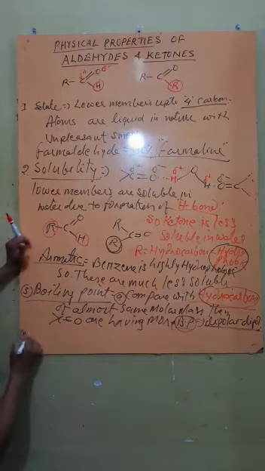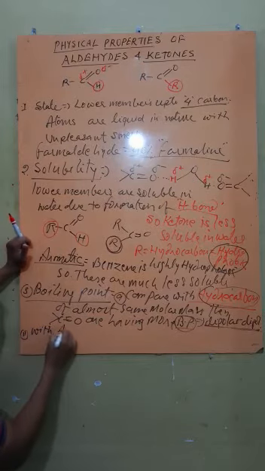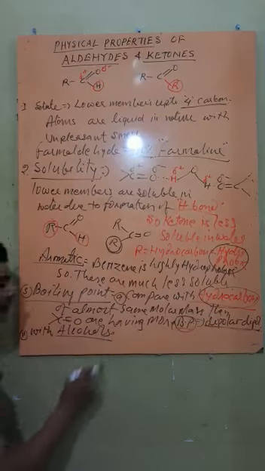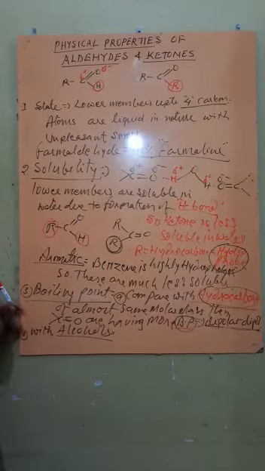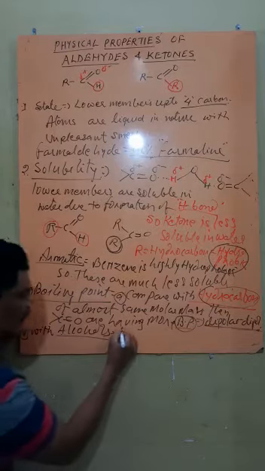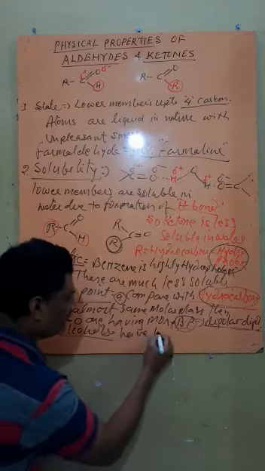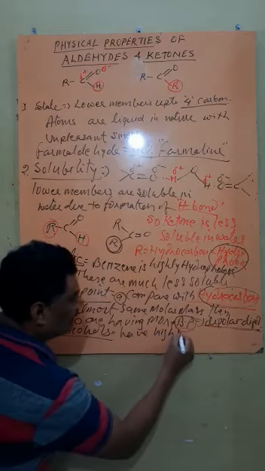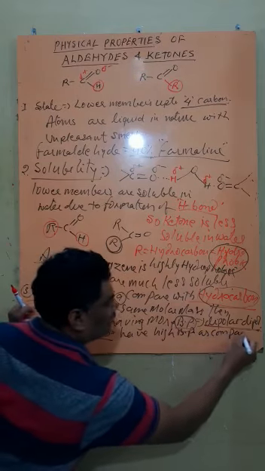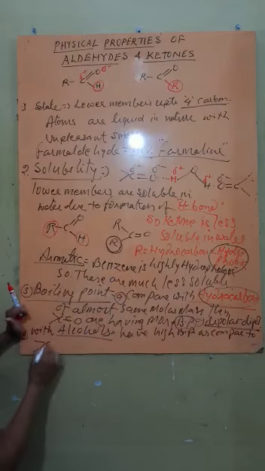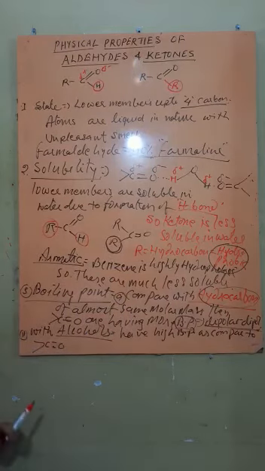But if we compare it with alcohols, now student, you know that alcohol has hydrogen bond, and this type of attraction force is very strong among all types of intermolecular attraction force. Therefore, alcohols have very high boiling point as compared to carbonyl compound with the same molecular formula and the same molecular mass.